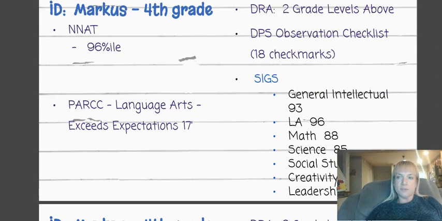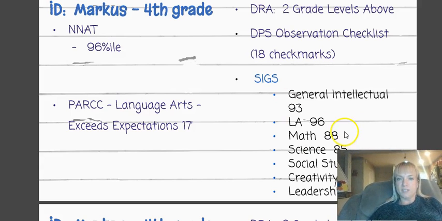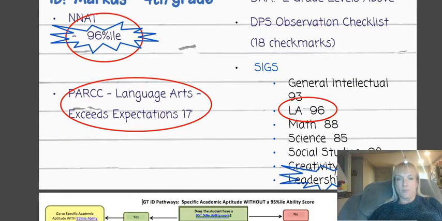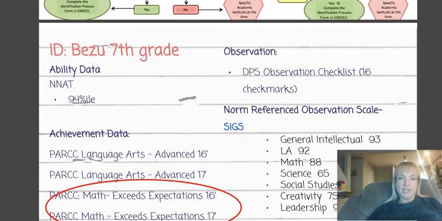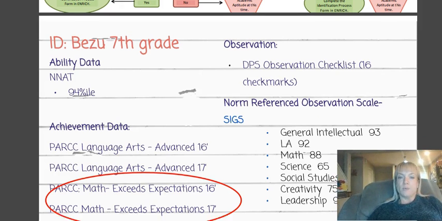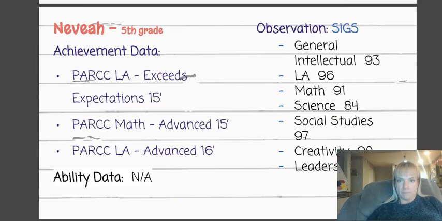Here are other scenarios. You're going to start with the DPS teacher checklist before you use the SIGs, and that's where you're looking for 15 or more checks or instances of recognizing this behavior out of 30. And then you're going to go ahead with the SIGs. Here's the 96th percentile, 97th percentile again, and PARCC is exceeds expectations. They also have the NNAT as their third data point. So again, different scenarios. Remember, it's interesting to look at the checklist. It's interesting to look at DRA levels, things like that, but those would not be qualifying data points.